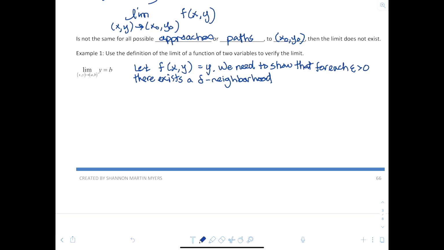Which is about this point (a, b), such that the absolute value of f at (x, y) minus L, and what will that be equal to? What was f of x and y? Beautiful. f of x and y was just y, right? And then our limit L, by definition, is this b. So that's what that inequality is equal to, and that all has to be less than epsilon.